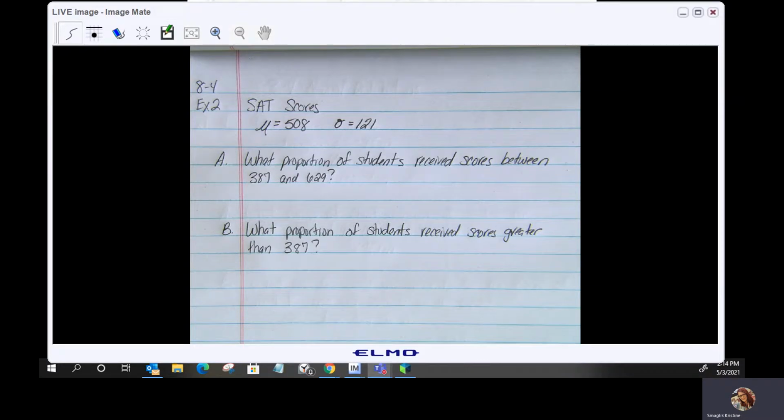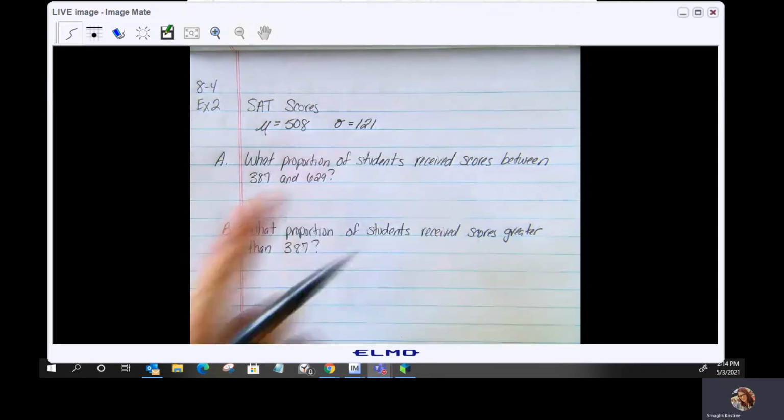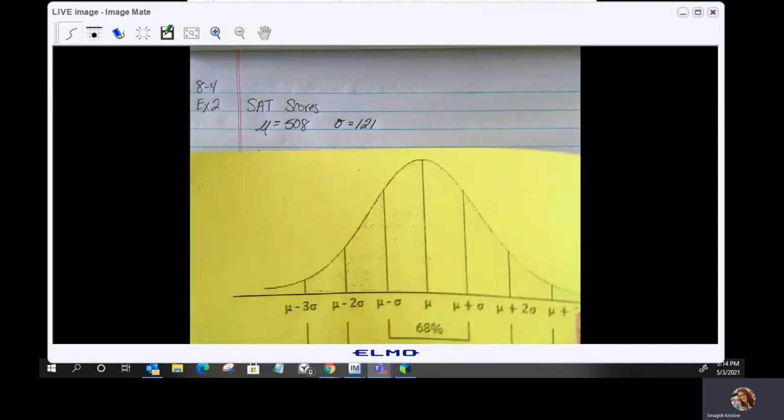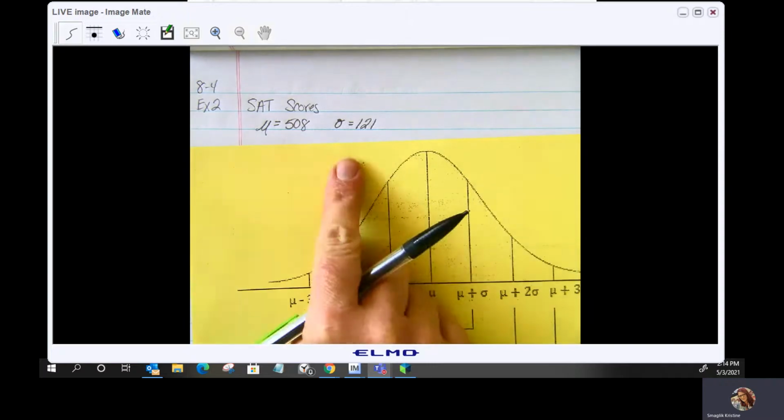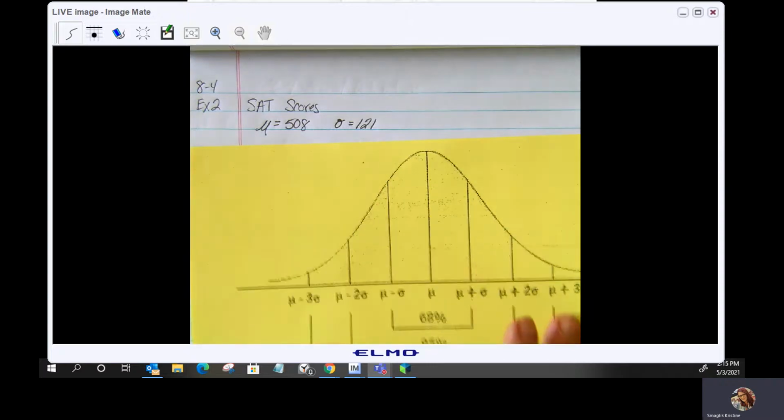Recent SAT scores for college-bound seniors are normally distributed with a mean score of 508 and standard deviation of 121. How does the empirical rule help you understand the performance of individual students? So now let's take a look. Let's go ahead and get some values here for our scores.